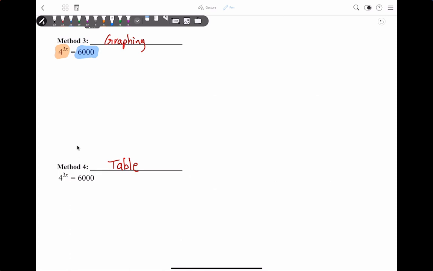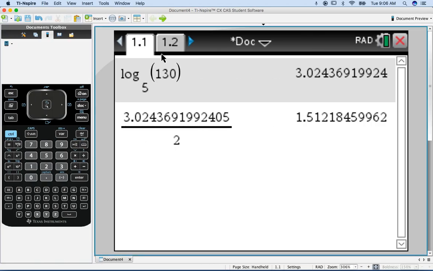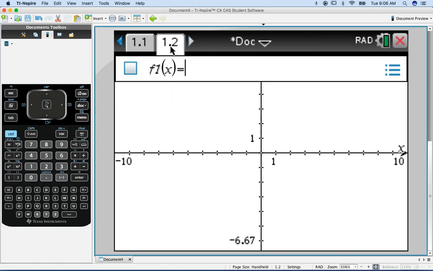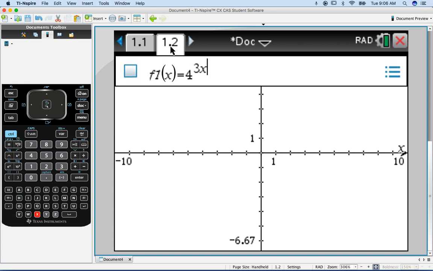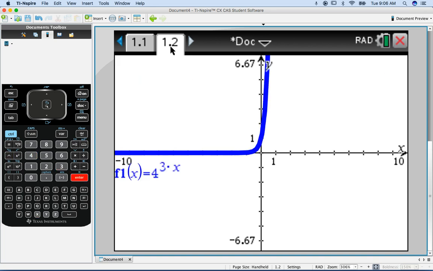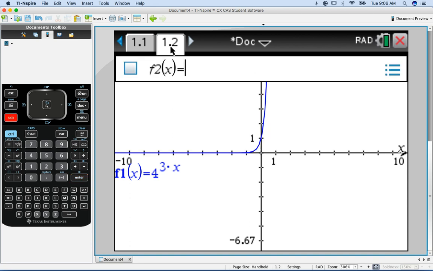We're going to graph each one. We're going to graph this one as our first function, so we could say y sub 1 or even f1 of x. And our second function is going to be f2 of x. The way that I'm showing you primarily deals with the notation in the Inspire. Okay, so let's go to the graph. On the first one, we're going to put 4 raised to the power of 3x. And then it graphs. Then we'll press tab to get our second function, and you see right there f2 of x.